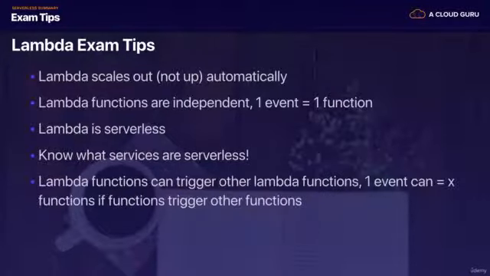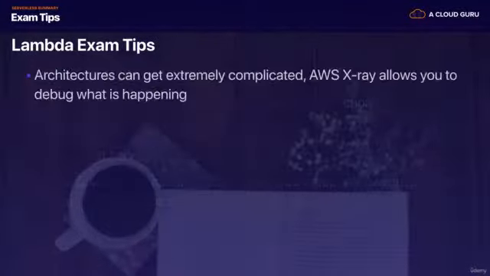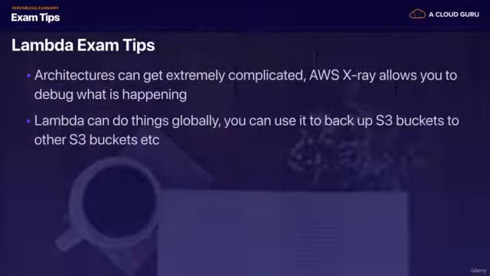Lambda functions can trigger other Lambda functions. So one event can actually equal 10 functions or 20 functions or 50 functions or even a million different functions if functions are triggering other functions. Also remember that architectures can start getting extremely complicated. AWS X-Ray allows you to debug what is happening inside your serverless application. And that's all you really need to know about X-Ray for the exam. Just know what it is.